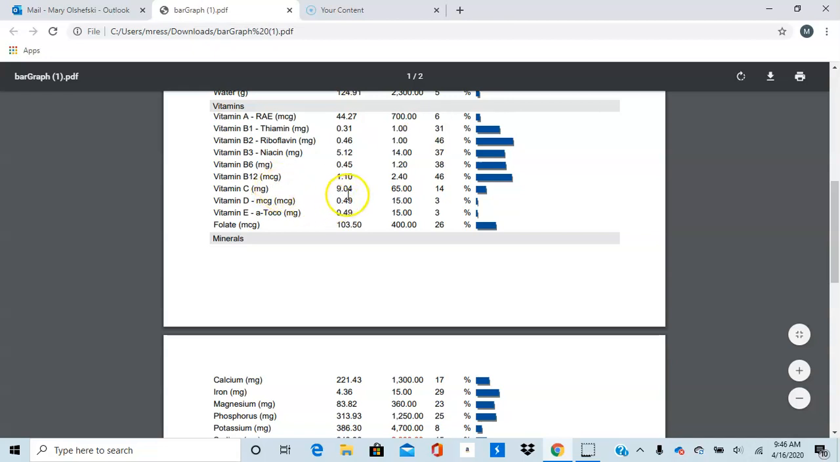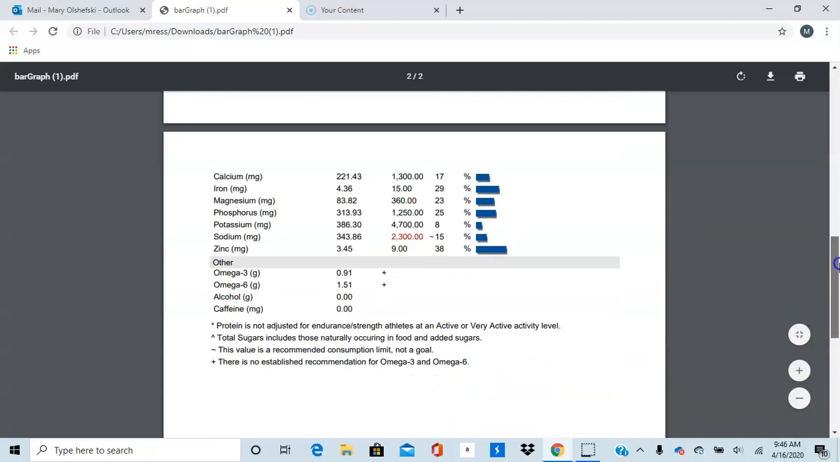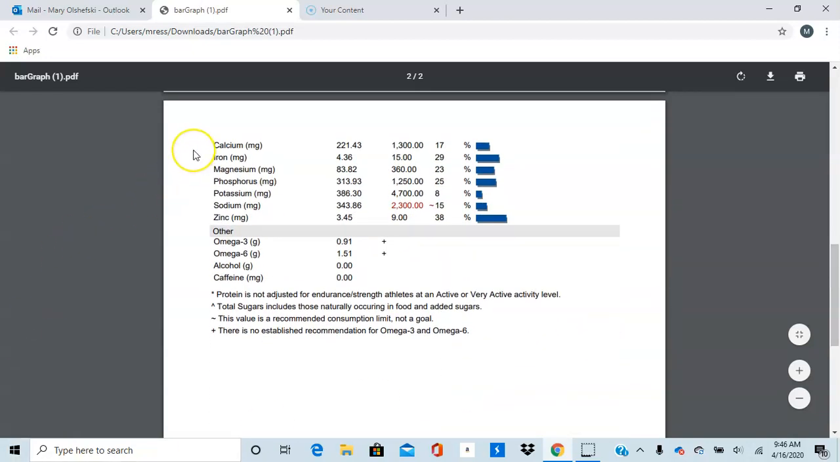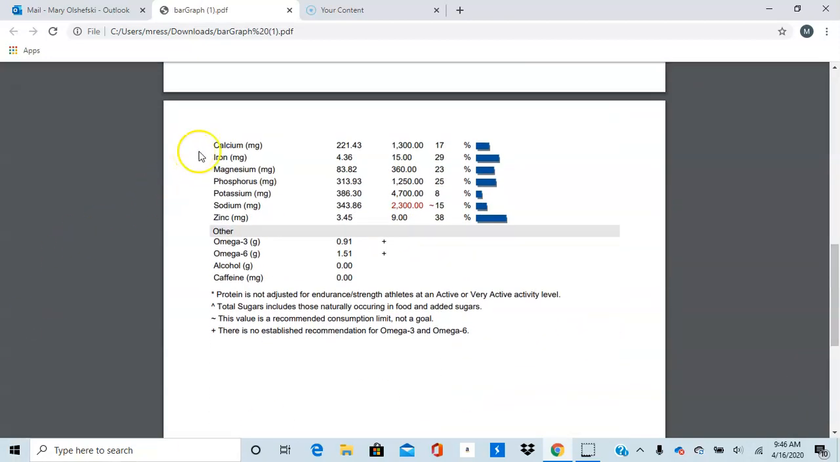For vitamin C, you have 9 milligrams a day in your meal plan so far. Your goal is 65. This 9 represents only 14% of your goal for vitamin C. And then for calcium and iron, the two minerals we're asking you to key in on for this assignment. Right now for calcium, you have 221 milligrams a day. Your goal is 1,300. You're at only 17% of your recommendation.